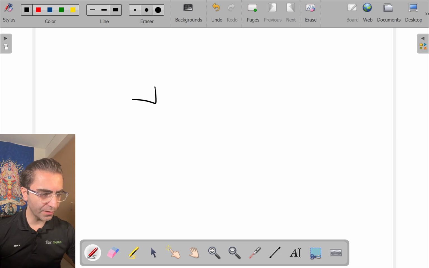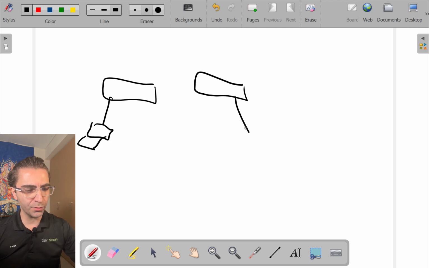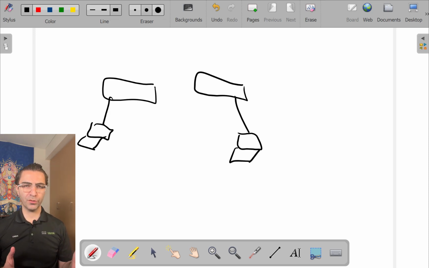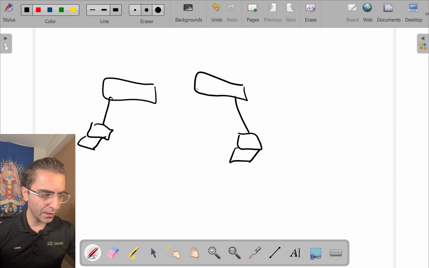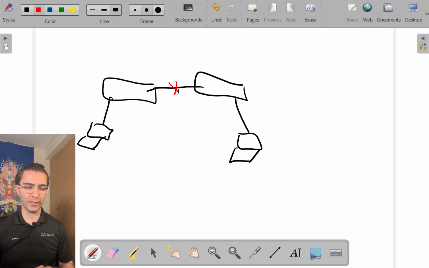Let's assume that we have two switches here, switch 1 and switch 2, and we have a few clients connected to each of these switches. To be able to communicate between the left side and right side, obviously we need a link between the two switches. But what would happen if this link fails? Obviously the communication between the left side and the right side will be disconnected.